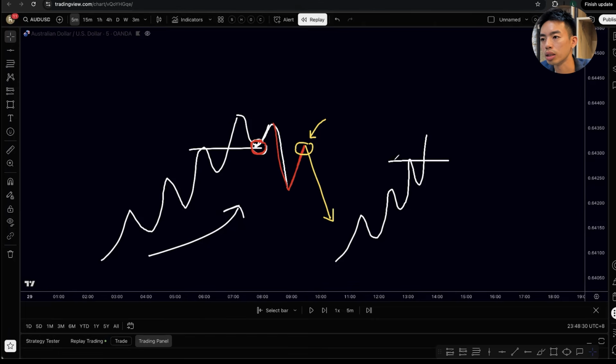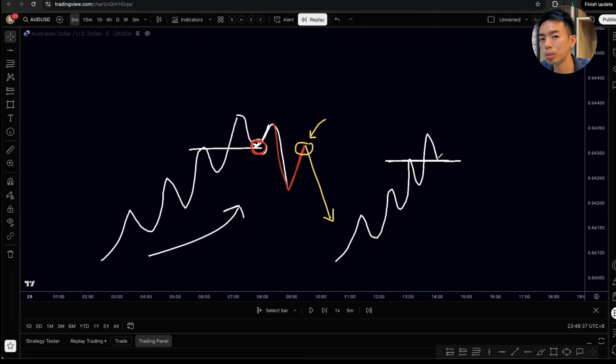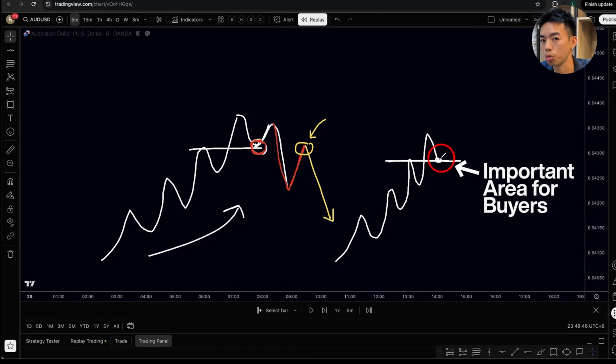All we need to know is this becomes a strong level as price comes down. People may get in on the buy using limit orders, stop orders, or market orders. We do not really need to figure that out. All we need to know is that area is important for buyers to be buying.